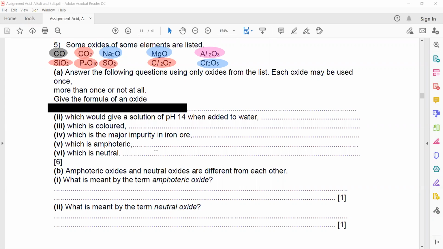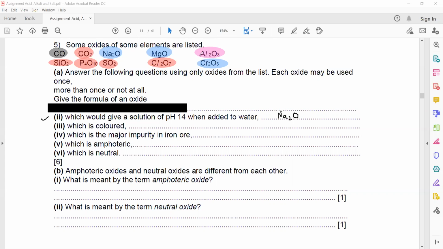Now the question is, which would give the solution pH 14 when added to water? What is the answer? Which of them? So the answer is sodium oxide, because sodium oxide will dissolve and it will form sodium hydroxide.